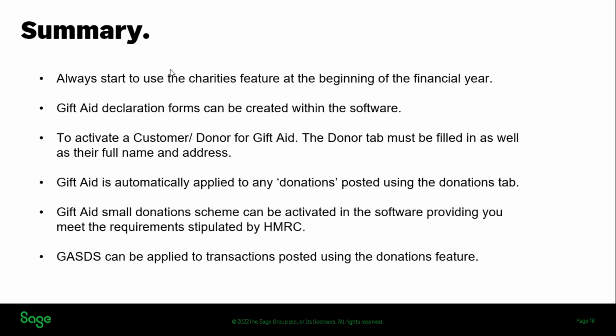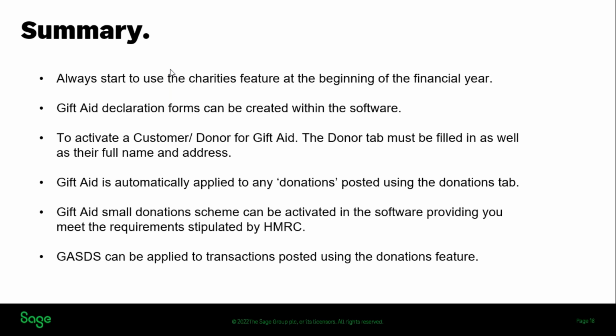Gift aid declarations can be created within the software. There was a question earlier about attaching those to a customer record. It is possible to add them into the record within your notes and memo. You can attach them there, but it is a manual process. If you want to activate the customer for gift aid, then you need to make sure that you fill in the donor tab. You also need to tick the box, pop in the date the declaration was received, and make sure that you've got the address details on record for that customer or donor.